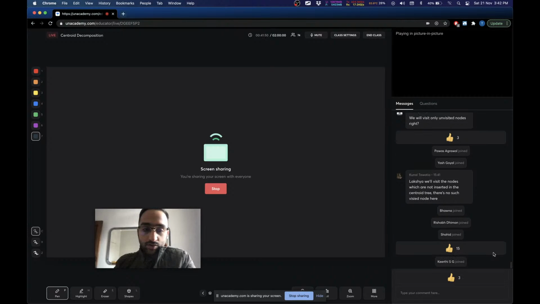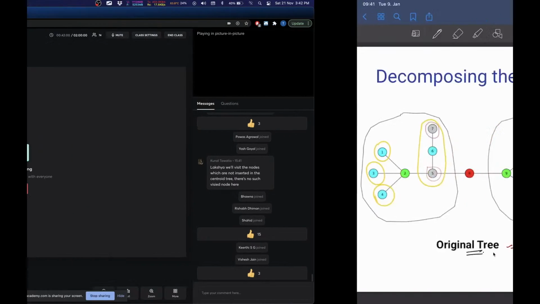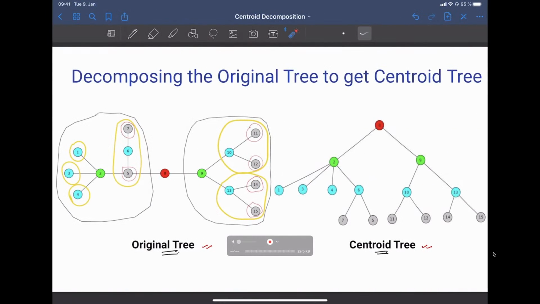Okay, doubts, this is the time to ask. If it's not clear what exactly is happening, how exactly the centroid tree is being computed from the original tree, this is the time to ask. It is very important to understand that the centroid tree has a very specific structure, but it is not the same as the original tree. The original tree and the centroid tree are very different.